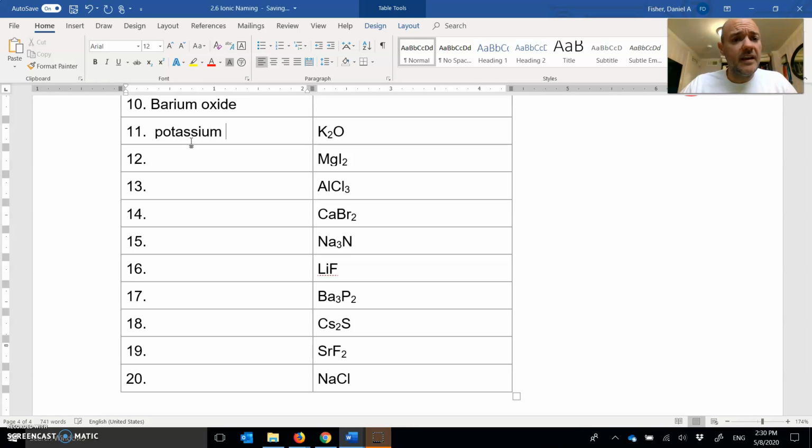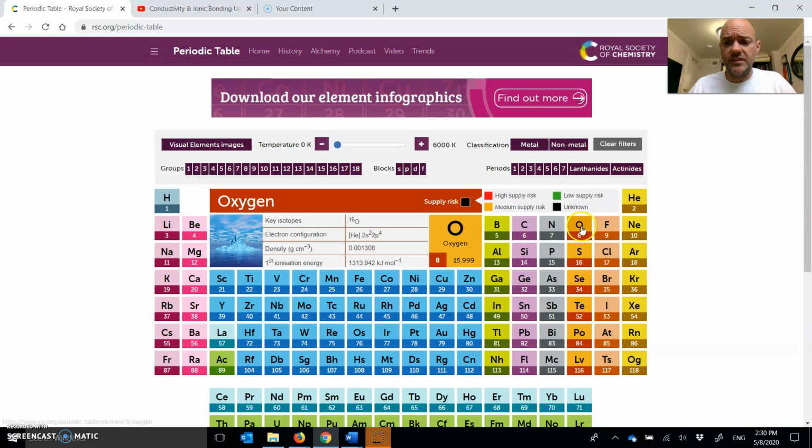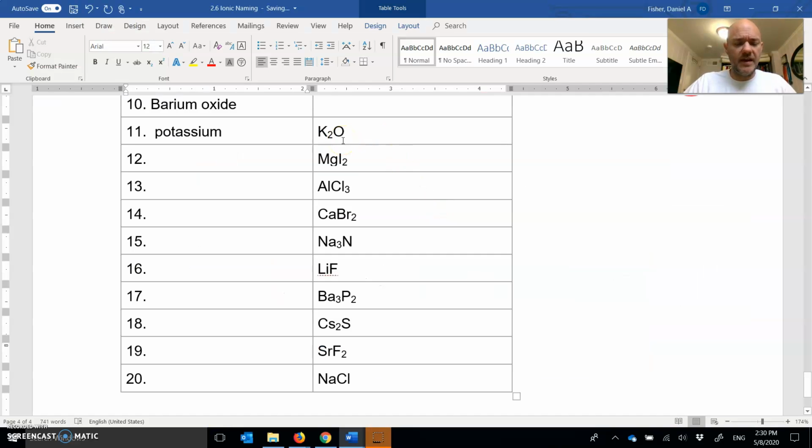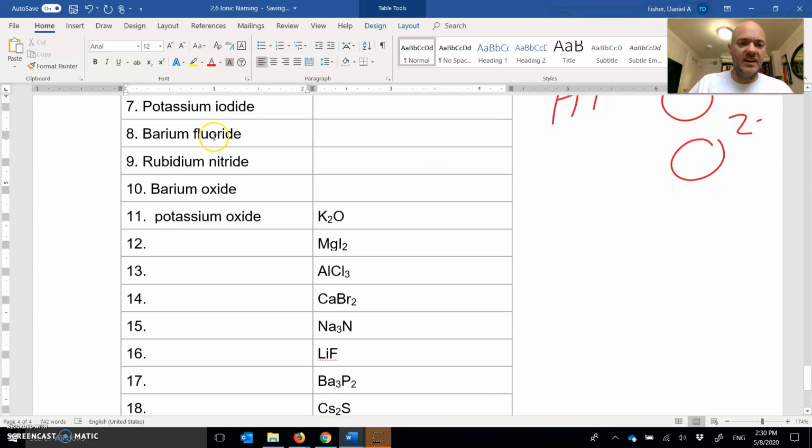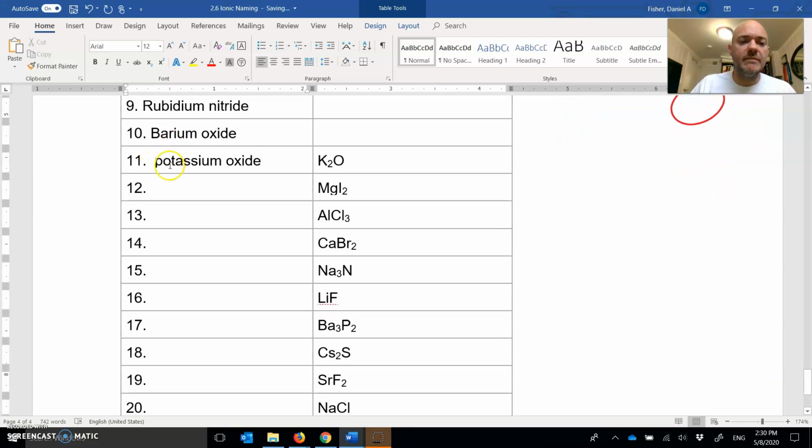And then I'm going to look at my anion, which is O, so that's oxygen. And I need to remember that that is not going to be listed as oxygen, it is oxide, right? So potassium oxide.